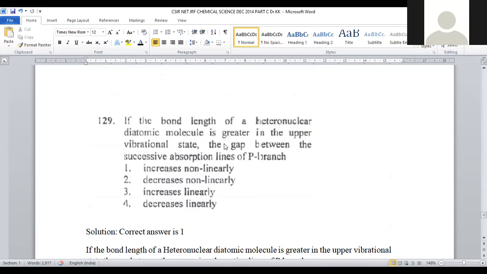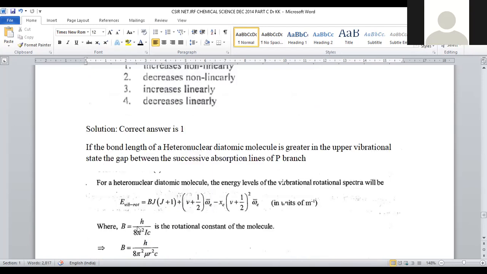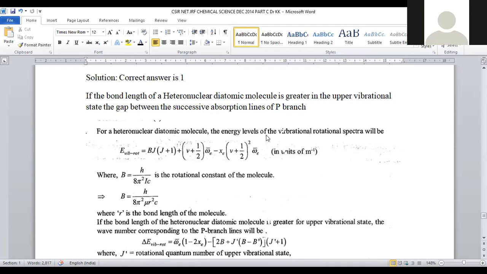So in order to solve this problem, first, heteronuclear diatomic molecule vibrational rotational energy levels are provided as BJ into J plus 1 plus V plus 1 by 2 omega bar minus Xe into V plus 1 by 2 whole square omega bar. So here all the units are mentioned in terms of meter inverse, where B is called a rotational constant whose value is h by 8 pi square IC, right?